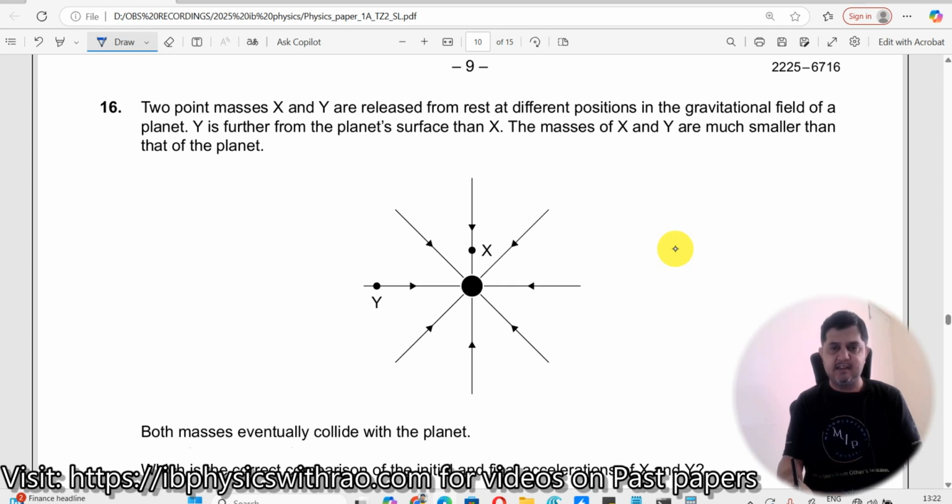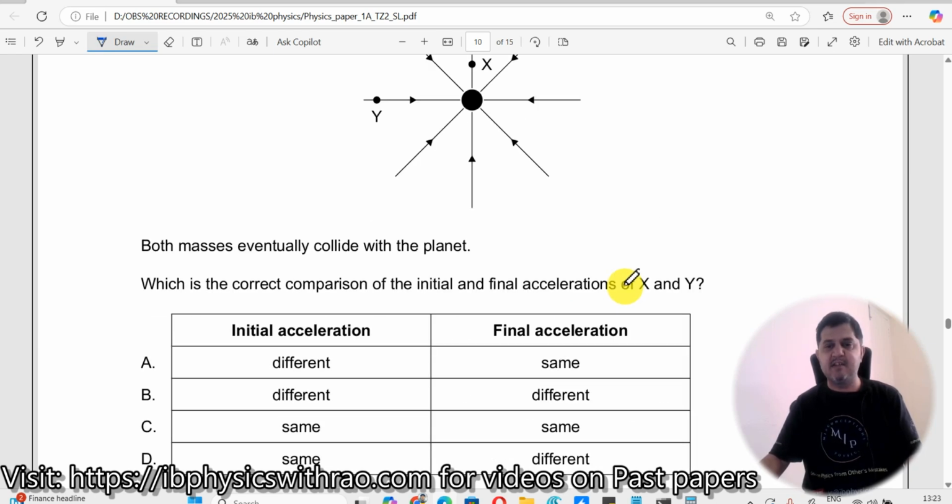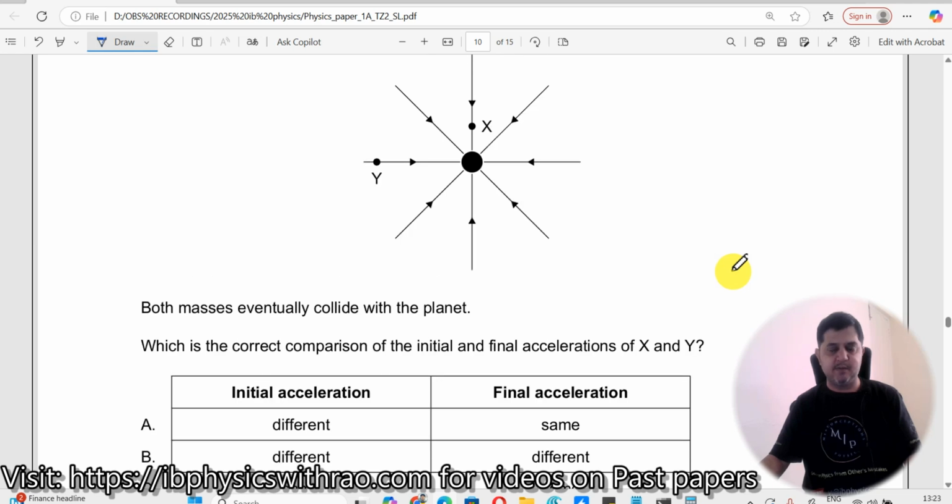So they both collide at the same... So they both collide there, and not the same. They both eventually collide. They collide after some time, or maybe a given amount of time. So what is the correct comparison of the initial and final accelerations of X and Y? It's asking you what is the initial acceleration and final acceleration of X and Y.